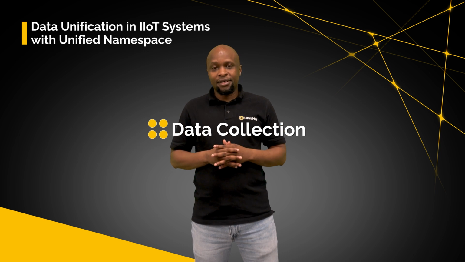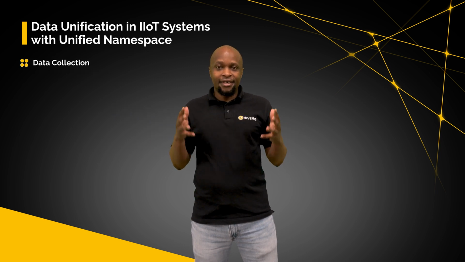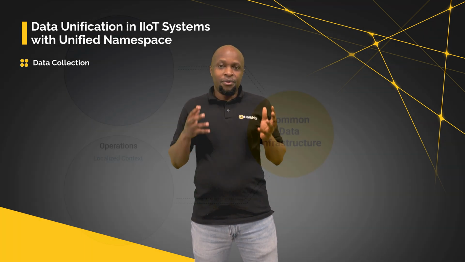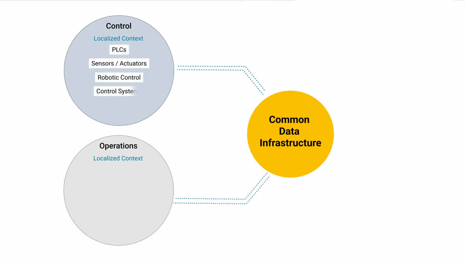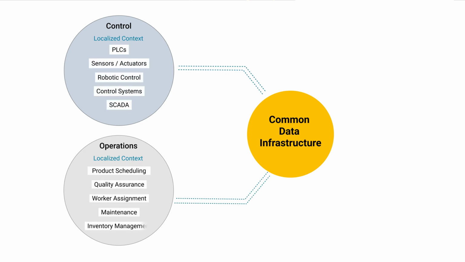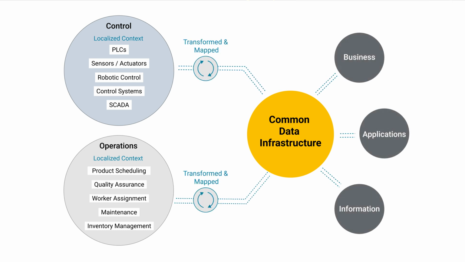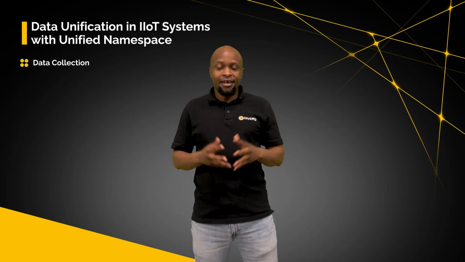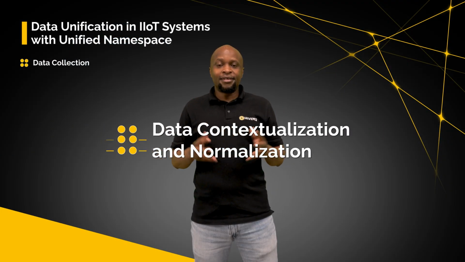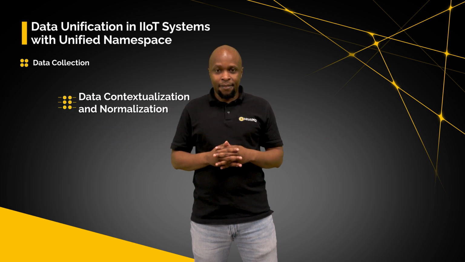So the very first process of data unification is data collection, where we are reaching out into the control systems or all these expert systems and pulling out data. And the next step is to transform this data in a way that it is consumable by the applications that are connected to the Unified Namespace. And the next step is the contextualization of the data.